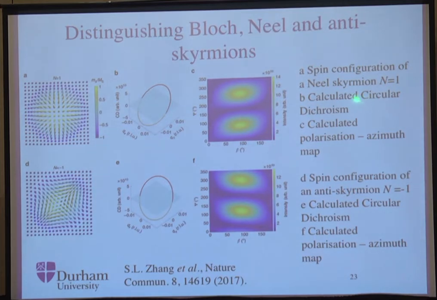So this would be the spin configuration of the Néel, n equals 1, circular dichroism. And this would show that of an anti-Skyrmion with n equals -1. As you can see, although these look rather similar, these are tilted at a slightly different angle, which would allow you to calculate the topological numbers and distinguish the topological numbers.